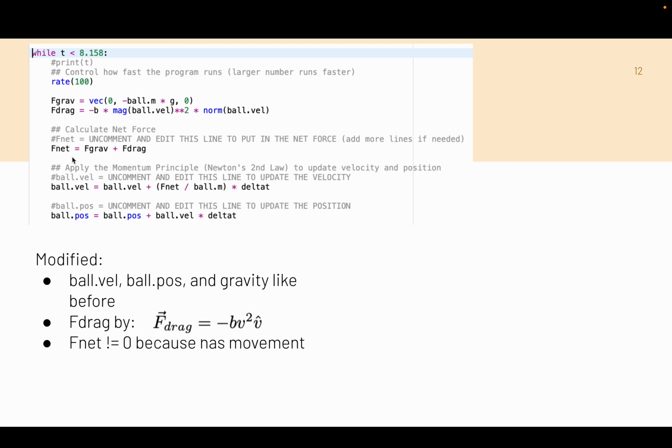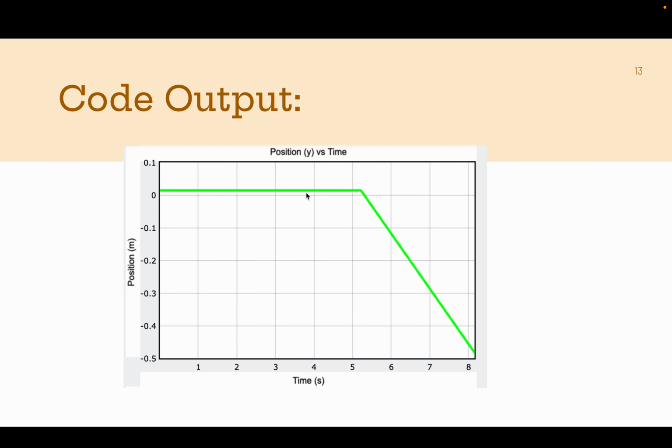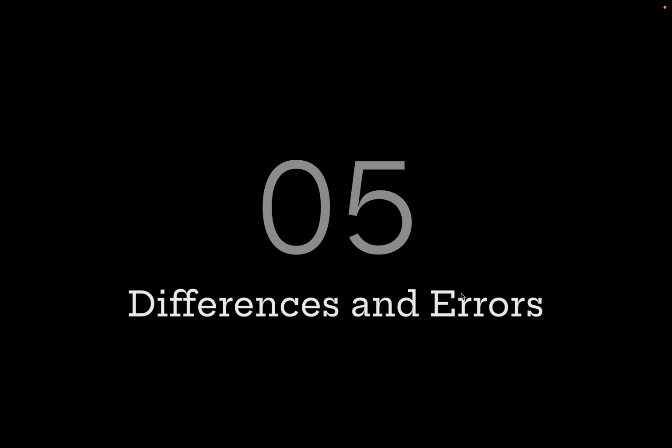Again, F gravity, ball velocity, and ball position are the same from the last slide. F drag is going to be negative b times v squared times v hat, which is effectively what this equation is doing. And then F net is going to be F gravity plus F drag, and there's no tension because the slinky is condensed. F net will not equal 0 here because it's moving, so we don't need to bother with calculating anything else. The code output, this is what the GlowScript gets. You can see here's the first part of the while loop where there's no movement of the bottom of the slinky. And then here's the actual second while loop where the slinky is moving.